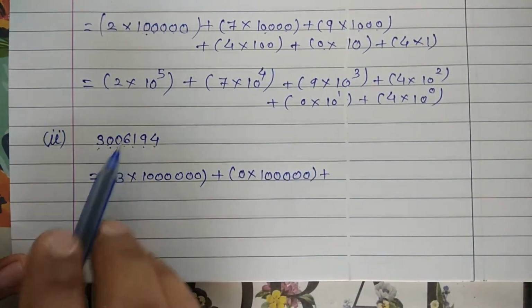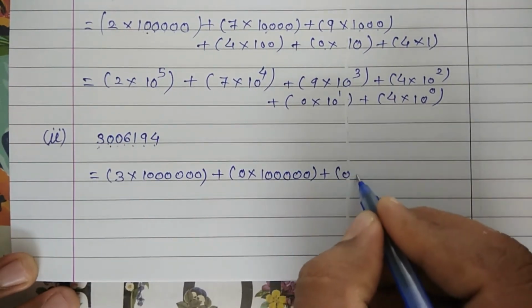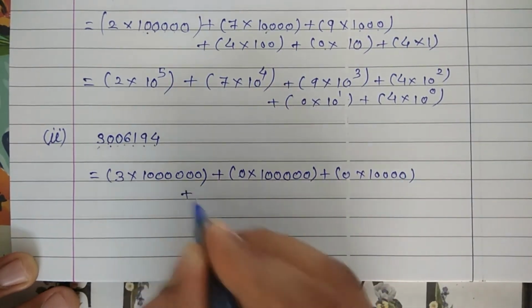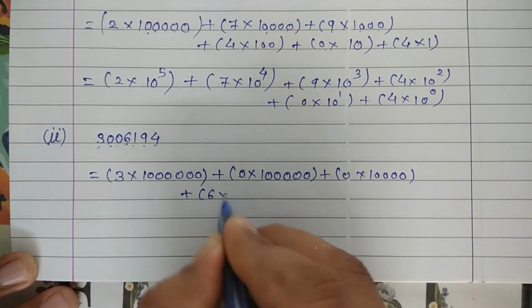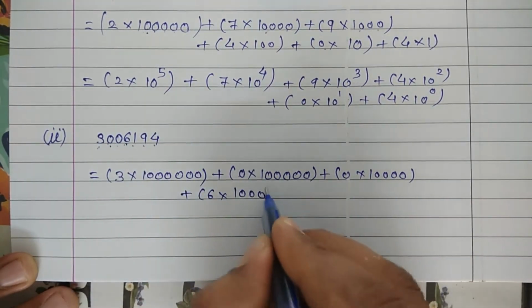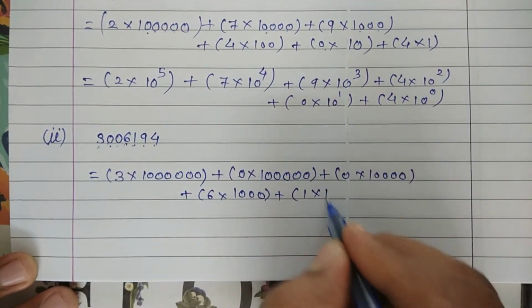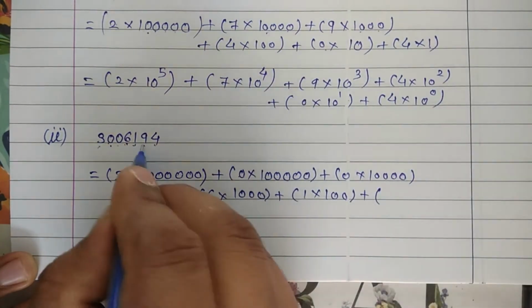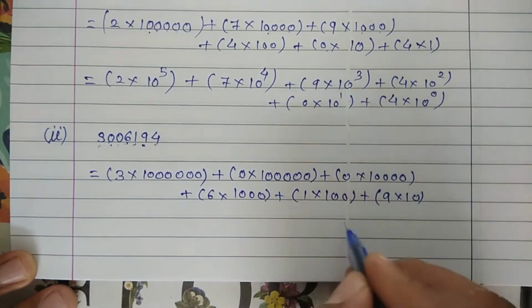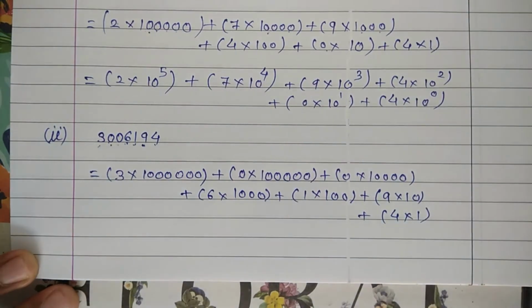Then plus 0 is at 10,000 place. So 0 multiplied by 10,000, plus then 6. 6 multiplied by which place is it? It is at 1000 place. So 6 multiplied by 1000, plus 1 is at hundreds place. So 1 multiplied by 100, plus 9. 9 is at tens place. So 9 multiplied by 10 and plus 4 is at ones place. That is 4 multiplied by 1.